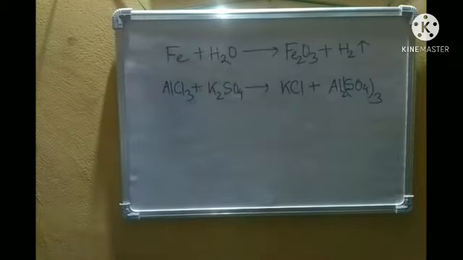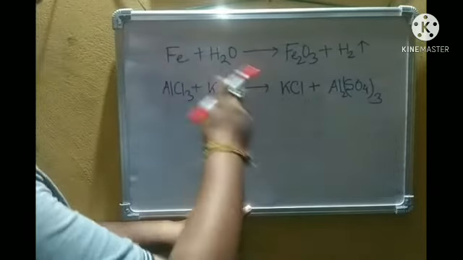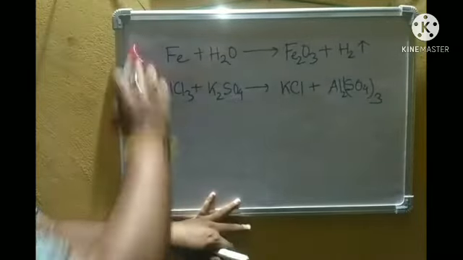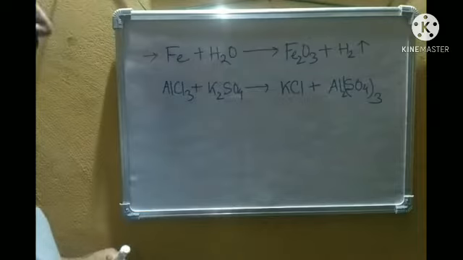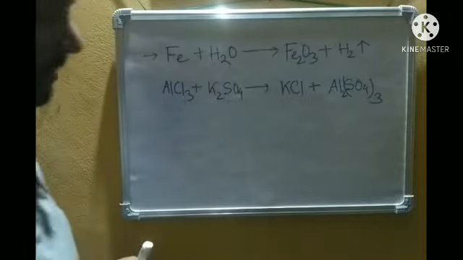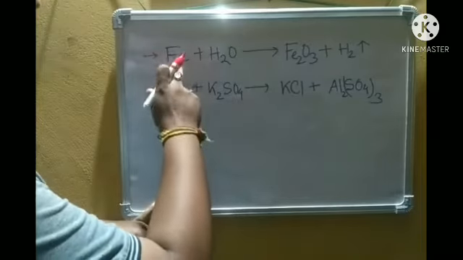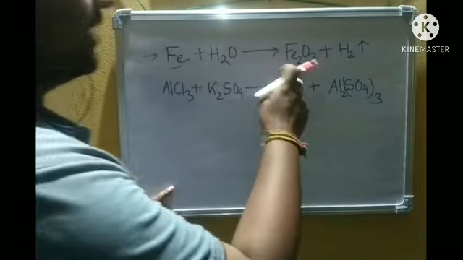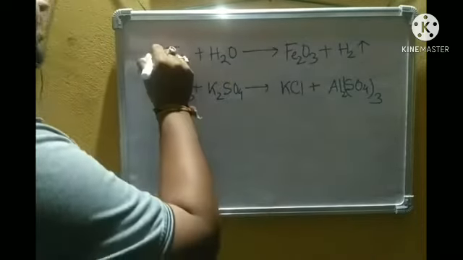Again, we are considering 2 more chemical equations. The first equation is iron reacting with water to give ferric oxide and hydrogen gas. If you look at this equation, this is also not balanced, so we have to balance it first. We will look at the number of atoms of each element on the reactant side and product side. First, iron. We have only 1 iron atom on the reactant side, and the number of iron atoms on the product side is 2. So we have to equalize it. We will place 2 over here.